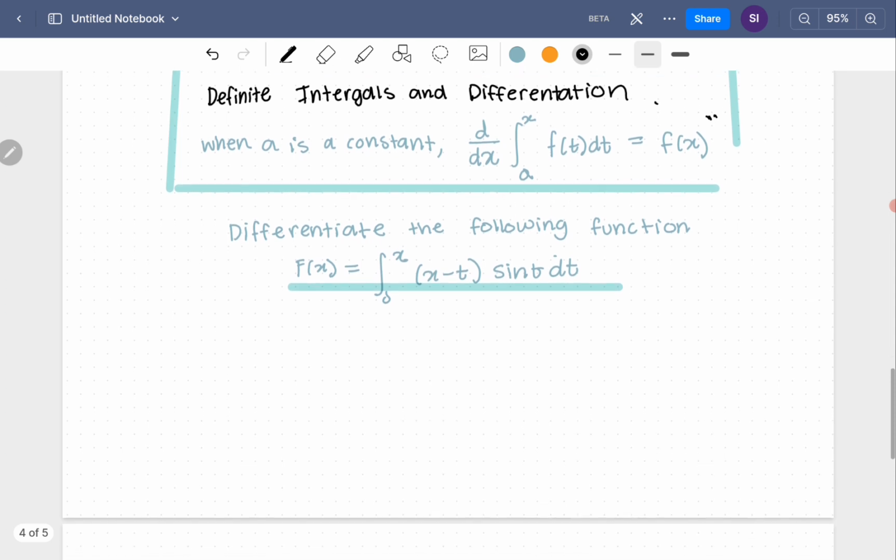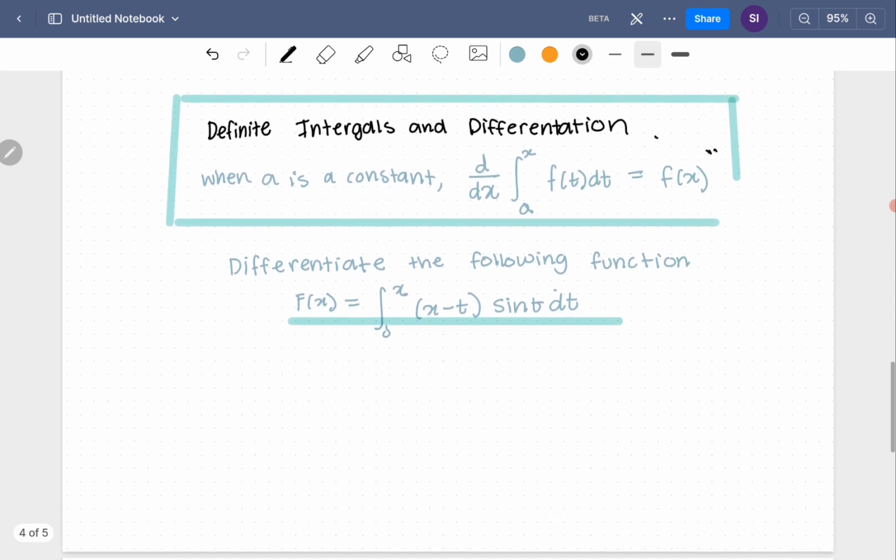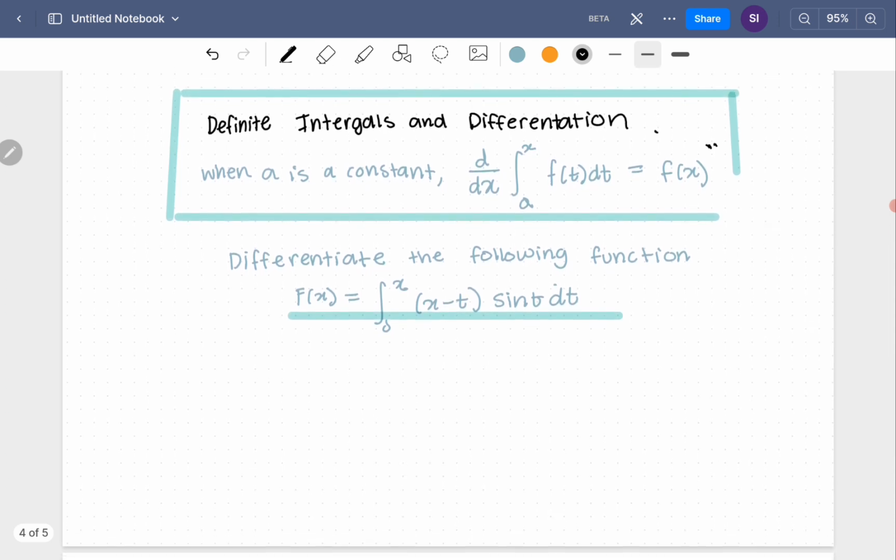Alright, I hope you guys gave this problem a go. If not, and you got a little stuck, I will go over the solution right now. So this is kind of the same thing as we did earlier. First, let's try to simplify this integrand. So we get f of x is equal to integration 0 to x. Let's expand this. We get x sine of t dt minus t sine of t dt.